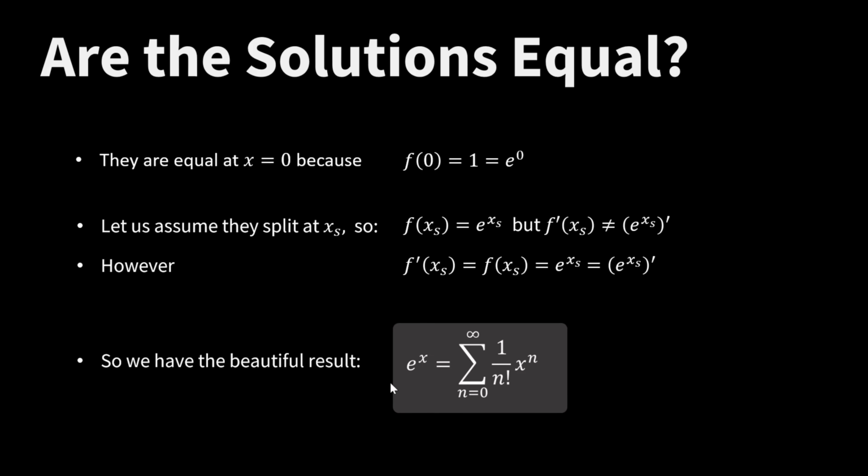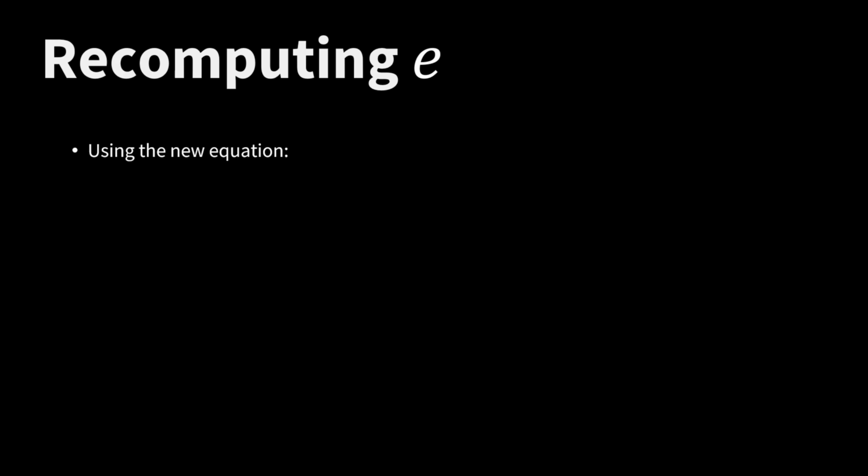So we have as a result e to the power of x is the sum n equals 0 to infinity of 1 over n factorial times x to the power of n. Now we can compute e in a different way. We can plug 1 into our polynomial. E to the power of 1 is e. So what we get is the sum n equals 0 to infinity of 1 over n factorial.